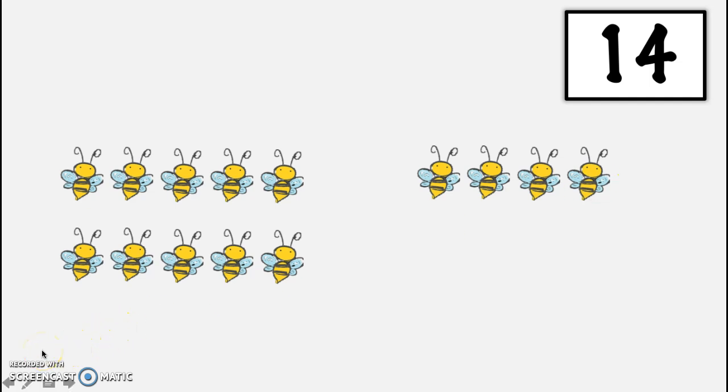All right, this one is my favorite way to model a teen number. Okay, wait till you see this. What number is that, friends? Good, it's 16. And the say 10 way to say 16 would be? Yes, 10, 6.